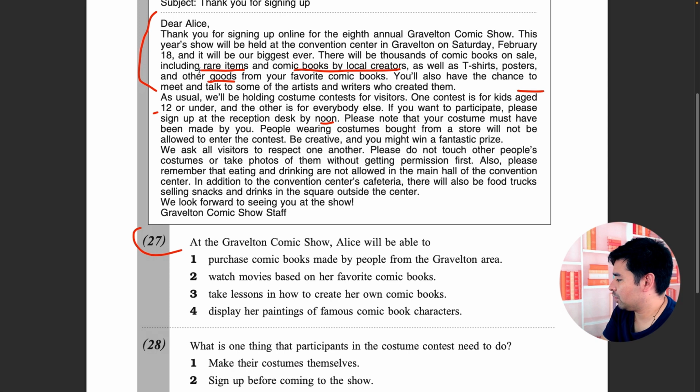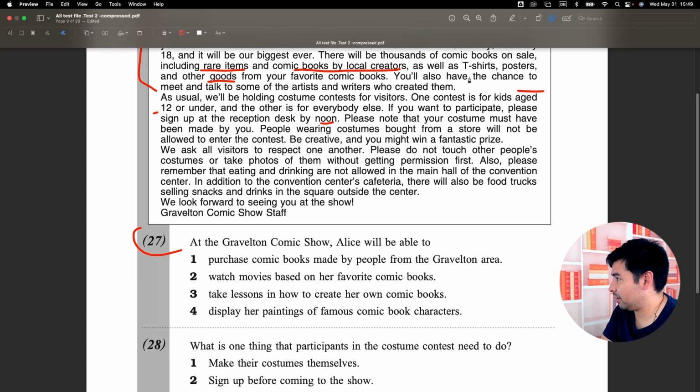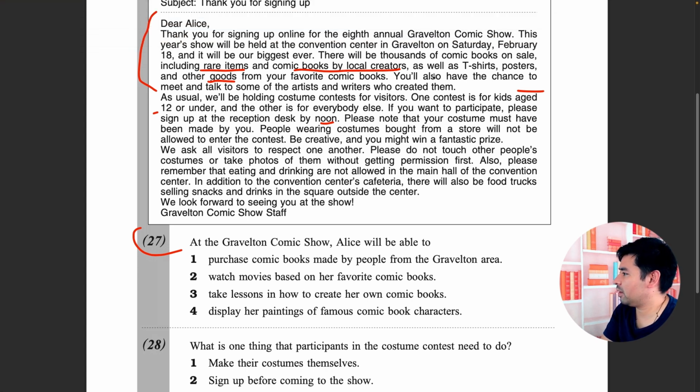She will be able to watch movies based on her favorite comic books. Let's get back here. Comic books on sale, including rare items, as well as t-shirts, posters, goods. Okay, it doesn't say anything, right? Take lessons in how to create her own comic books. There is nothing here. Display her paintings of famous comic book characters. There will be thousands. You also have the chance to meet and talk to some of the artists and writers who created them.